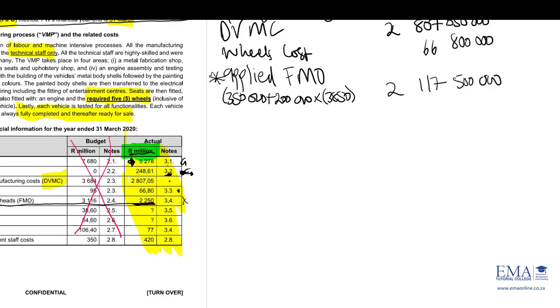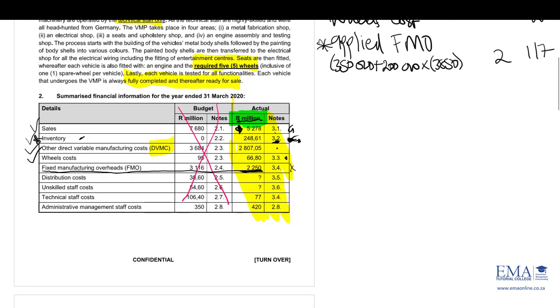Okay, so we now have our applied fixed manufacturing overheads. Now we go to distribution cost. We can't have distribution cost because they are not manufacturing. Now we go to unskilled staff. So this is going to come after the gross profit. This we have dealt with. And then unskilled staff cost.